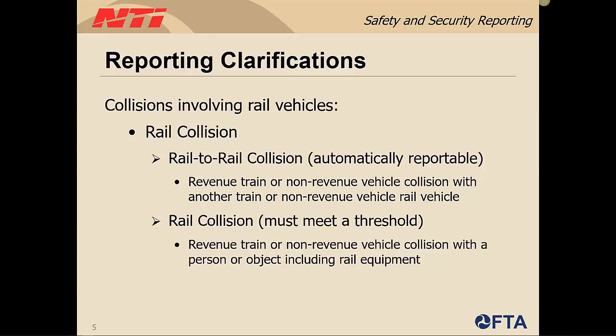A collision between a revenue train or a non-revenue maintenance vehicle with anything else, such as a person or an object, is also reported as a rail collision, but a threshold must be met, such as property damage or an injury. The key word here is vehicle. A rail maintenance vehicle is one that is self-propelled. For example, a flat car is not self-propelled, so it would not be considered on its own a vehicle. But if that flat car is attached to a work train or another maintenance vehicle, it becomes part of that consist and therefore constitutes a rail vehicle.